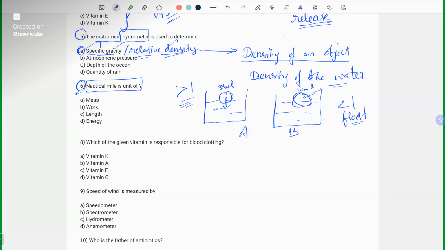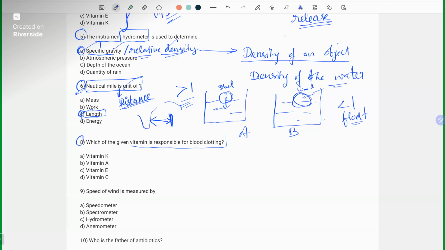What is the answer? C, ma'am. Length. Yes, it is C. See, nautical mile is a distance we measure. Length is nothing but distance. We especially use it when we are talking about a nation's boundary towards a certain point in the ocean or sea. So we use nautical miles for airplanes or ships; that will be the unit used in common. Okay, come to question number 8.